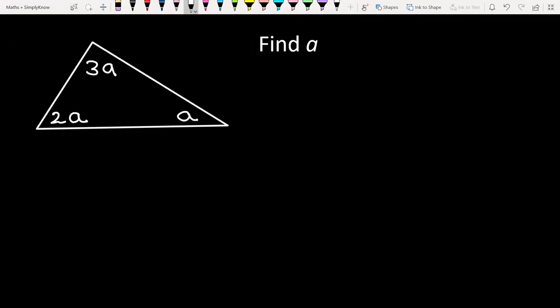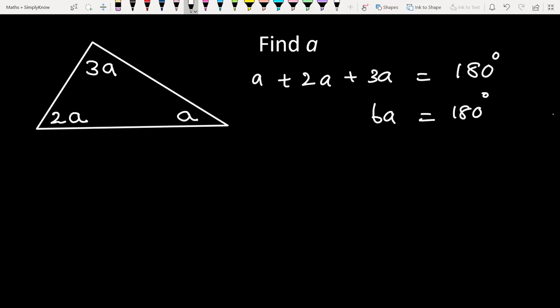Now you need to find the value of a. Here all three interior angles are unknown. So let's write the equation. A plus 2a plus 3a equals 180 degrees. A plus 2a is 3a, 3a plus 3a is 6a. So 6a equals 180 degrees. Now let's transfer this 6 to the other side. So a will become 180 divided by 6. You get 30 degrees. Angle A is 30 degrees.